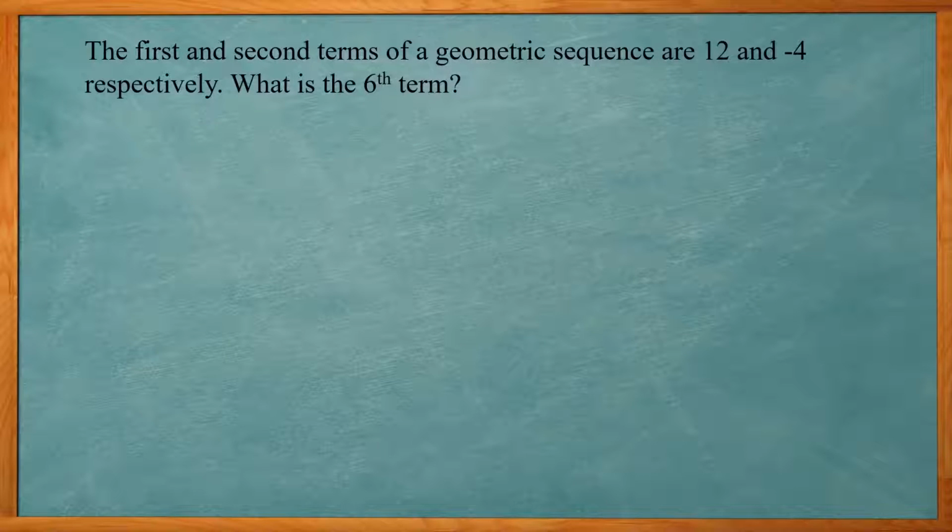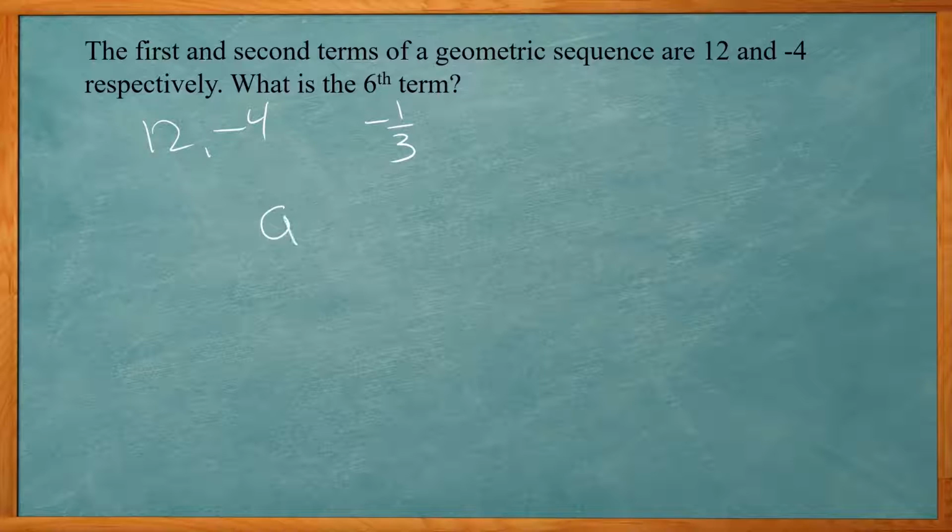Alright, so now we get into a typical geometric sequence you would find on the ACT exam. It says the first and second terms of a geometric sequence are 12 and -4, respectively. What is the sixth term? So we have 12 and -4. How do we go from 12 to -4? Divide by -3, or times -1/3. So that's our common ratio.